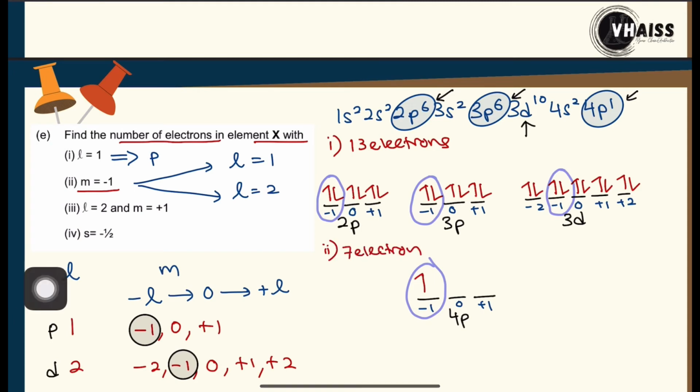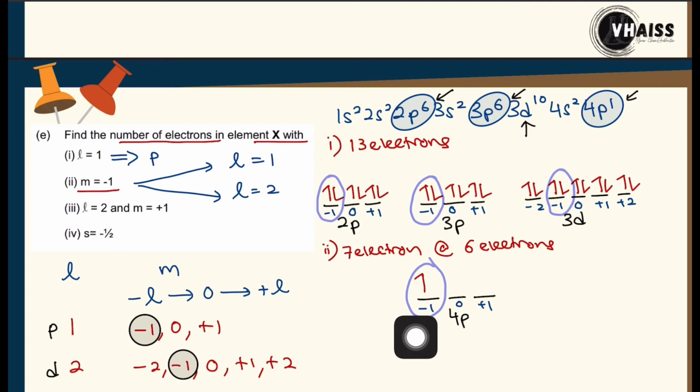And since I did mention in class that the M value is not fixed for a certain platform, the answer of 6 electrons is also accepted. Because at 4p, maybe the first platform can be 0 M value or +1 M value. So for this question, we have 2 answers that can be accepted.